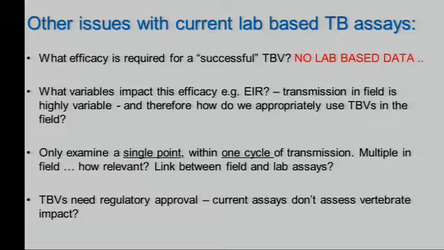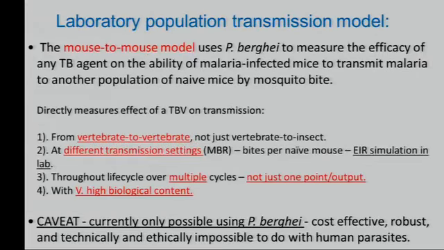So we've come up with a very brief model that helps towards solving some of these issues. It's our laboratory population transmission model, and it's a very simple mouse-to-mouse model using the rodent malaria parasite Plasmodium berghei to measure the efficacy of any transmission blocking agent on the ability of malaria-infected mice to transmit malaria to another population of naive mice by mosquito bite.